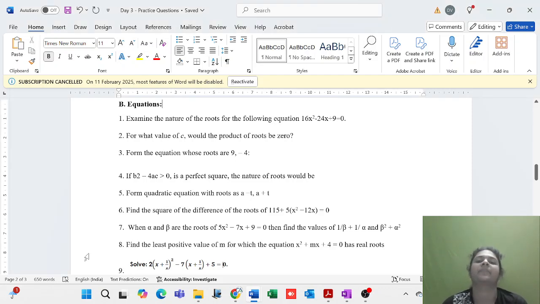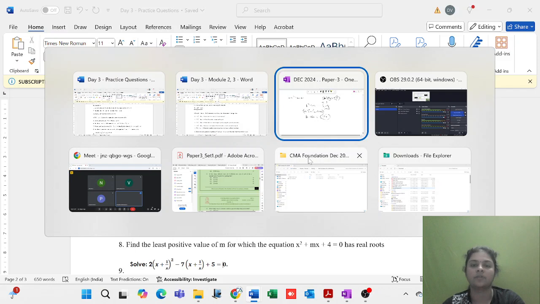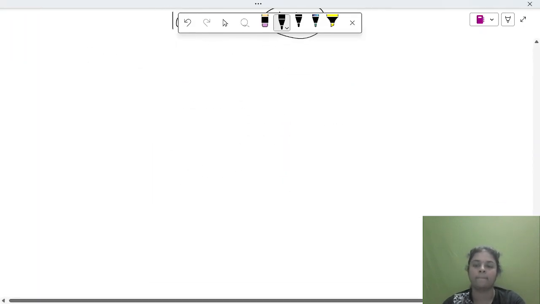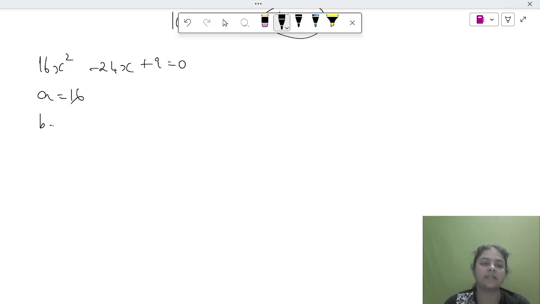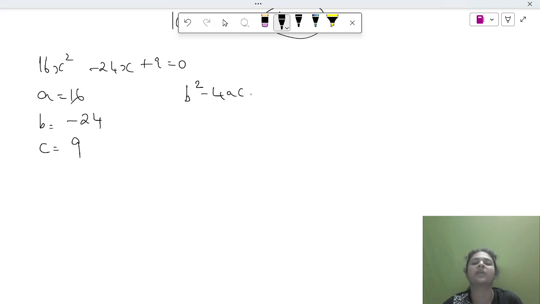The first question. Examine the nature of the roots for the following equation: 16x square minus 24x plus 9 equals 0. So let's solve. 16x square minus 24x plus 9 equals 0. So a is 16, b is minus 24 and c is 9. So whenever they are asking you the nature of the roots or the discriminant, whichever word comes, it is the same rule: b square minus 4ac. This is what we are going to do.